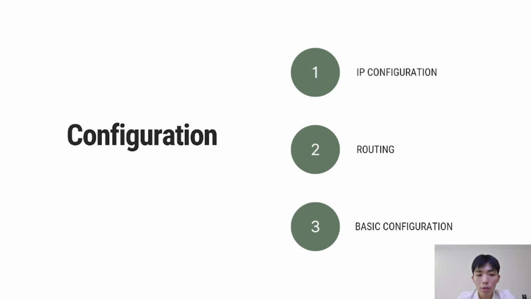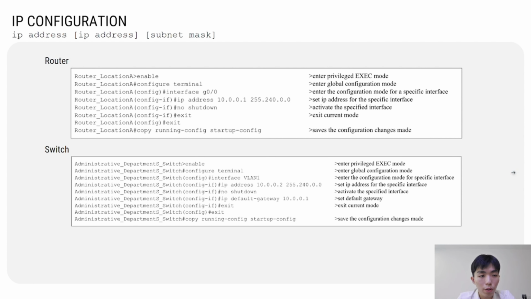We have IP configurations, routing, and also basic configurations. For IP configurations, we are using the command ip address followed by the IP address and subnet mask, which can be referred to in the addressing table. Now we are using the router to show the example. First, we use enable to enter the privileged EXEC mode, followed by configure terminal to enter global configuration mode, and interface with the interface name.